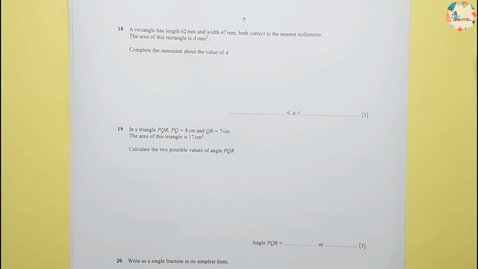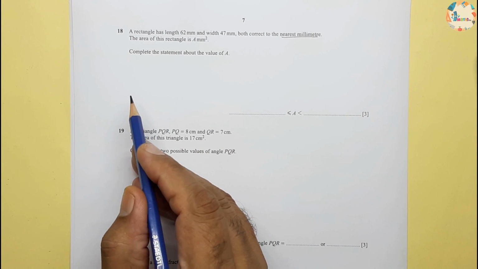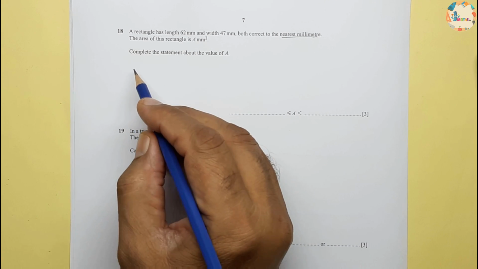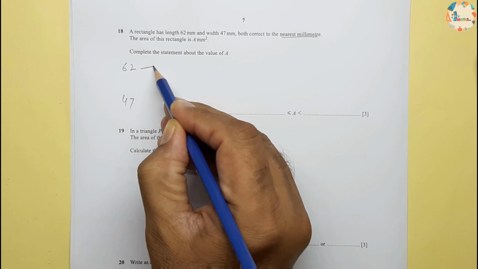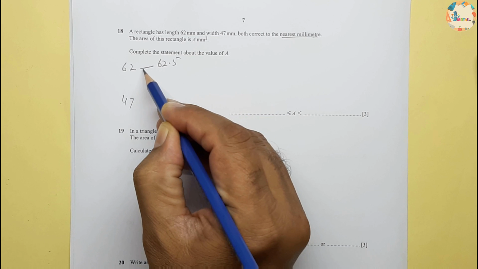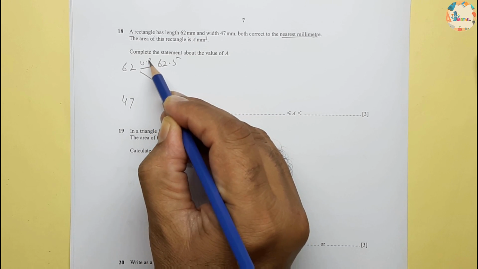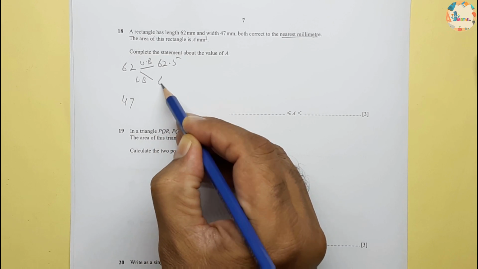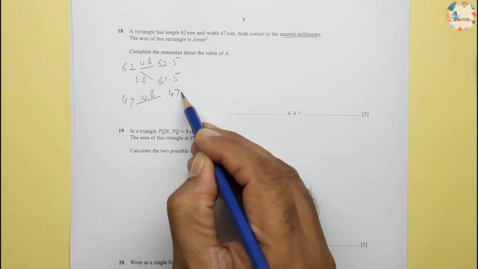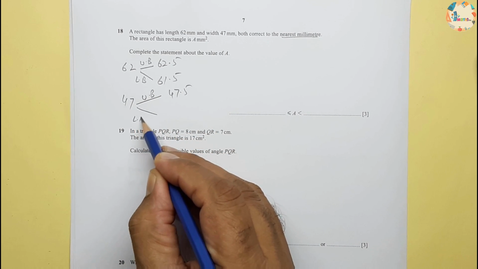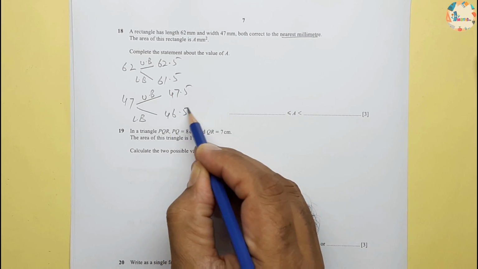Here comes question number 18. The rectangle has length 62 millimeter and width 47 millimeter, both correct to the nearest millimeter. So this is like an upper bound and lower bound question. The upper bound of 62 will be 62.5, and the lower bound will be 61.5. Similarly, the upper bound for 47 will be 47.5 and the lower bound for 47 will be 46.5.